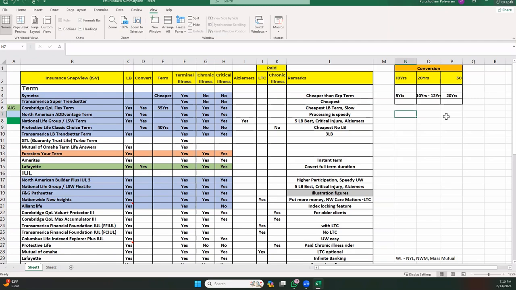Next one is North American. One of the key things is it has all the living benefits. It is anywhere from 5 to 8% more expensive than Corebridge.